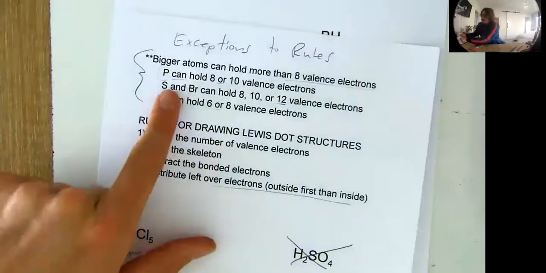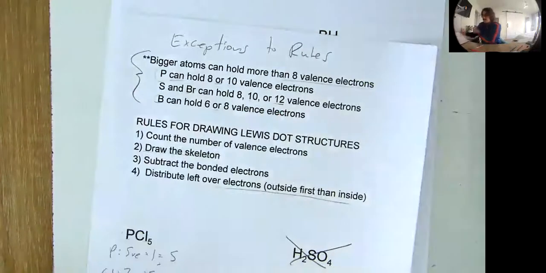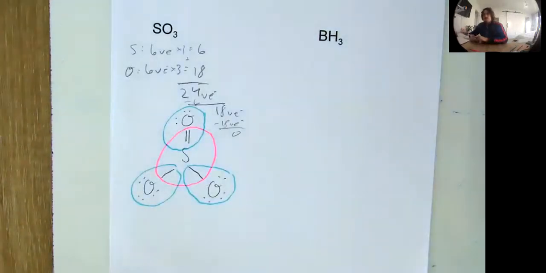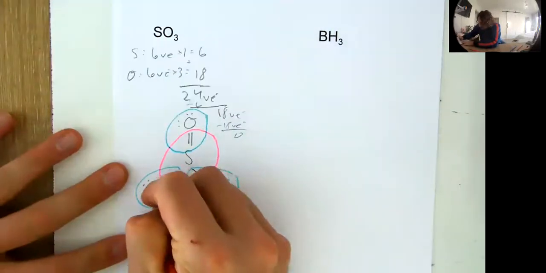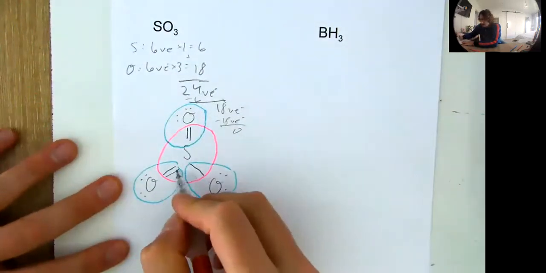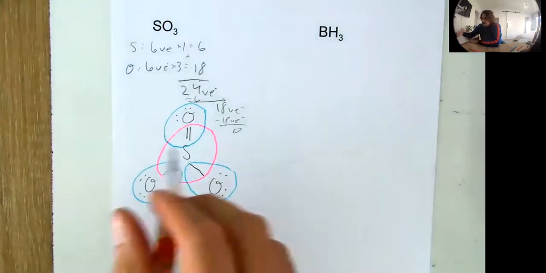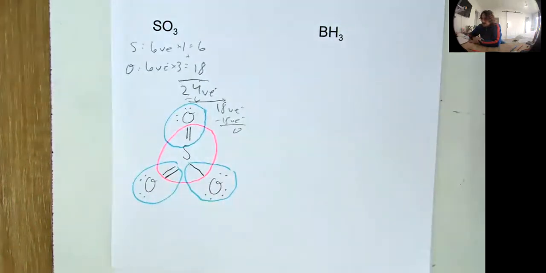All right, but look what it says. It says sulfur can hold 8, 10, or 12 valence electrons. So there's actually multiple answers to this problem. You can take this oxygen right here, erase 2 of those paired electrons, and make another double bond. This is also the correct answer. Okay, because each oxygen still has 8 valence electrons, and now the sulfur has 10 valence electrons.